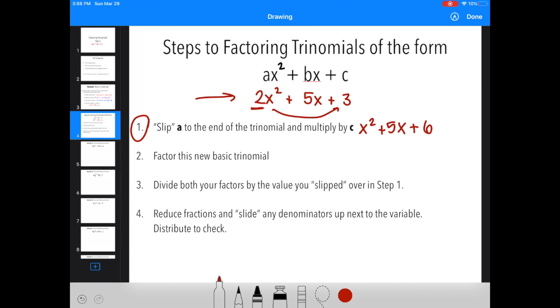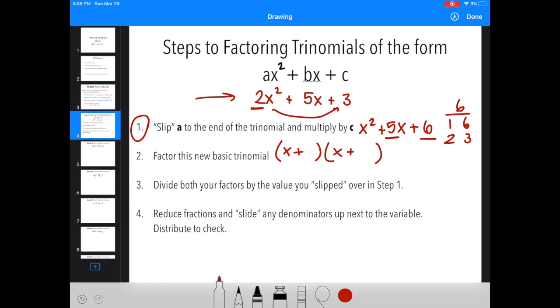Now that I have this new problem, I'm going to factor it just the same as I would before. So I'll have x times x. I have both addition signs, so I am going to have pluses. Now I have to look and see what adds up to equal 5 but also multiplies to equal 6. So let's look at our factors of 6. 1 and 6, 2 and 3.